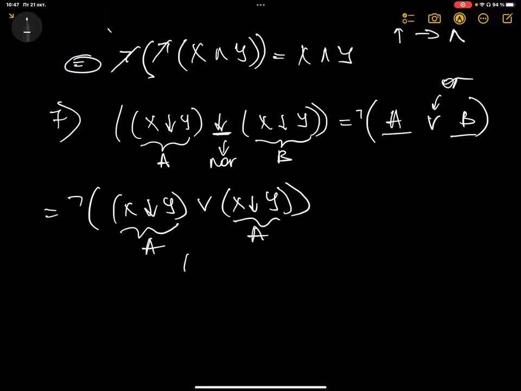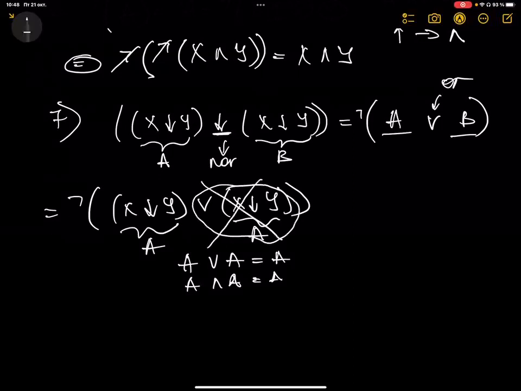So as you know, A or A is also A. In fact, A and A is also A. So I just ignore this part. Okay, I write negation just A, in brackets. Negation A. So I substitute the value of A back again.